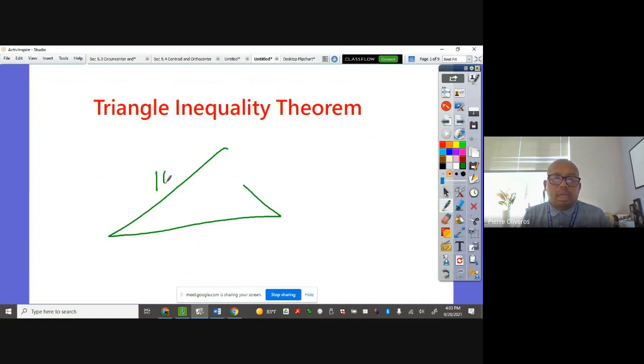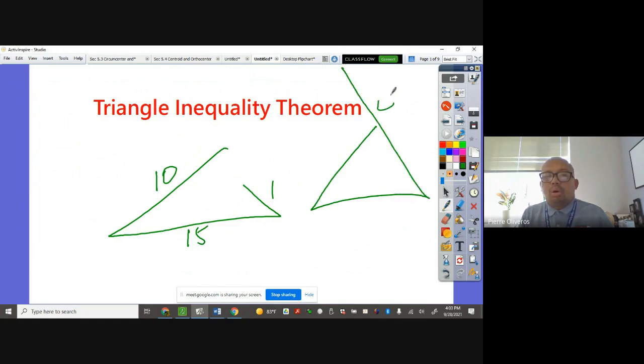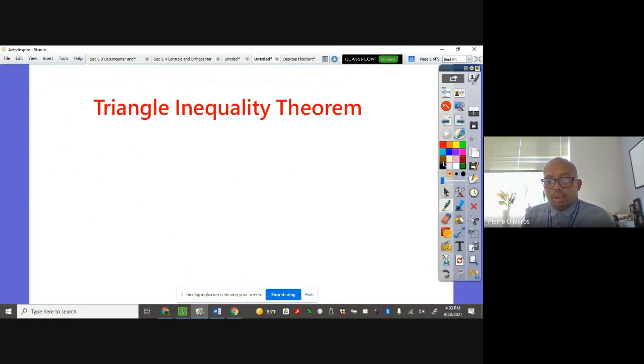Maybe I have a 10 here, a 15 here, and a 1 here. Is that enough for you to make a triangle? No, it's not enough because you can't close it. Or you can have one side too long. I have a 400 here, a 10 here, and a 15. There should be a definition or a theorem that supports when we can have a triangle if we're given three sides. And here we go.